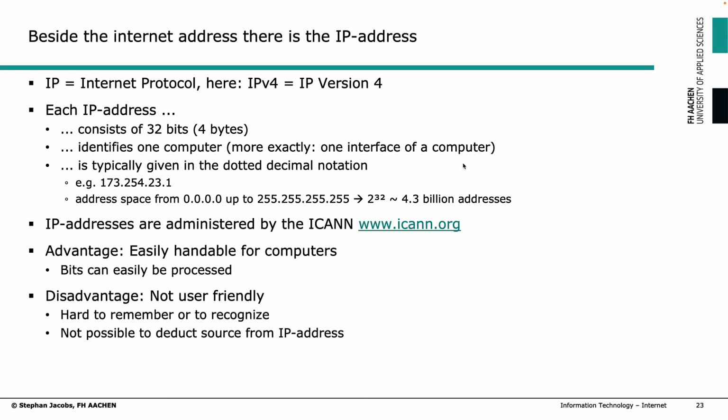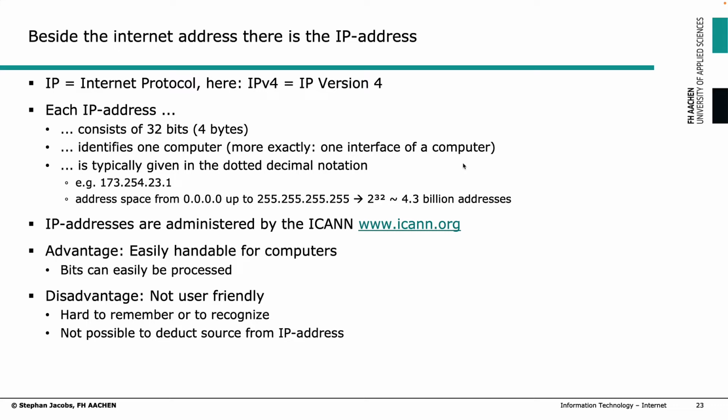The addresses are typically given in what is called dotted decimal notation. So you have for each byte one number, which goes from 0 to 255. Why that? Because 0 to 255 are 256 numbers, which is the same as 2 to the power of 8. In total, we then have 2 to the power of 32 addresses, which is roughly 4.3 billion. These IP addresses are administered by the ICANN, one of the few central organizations.